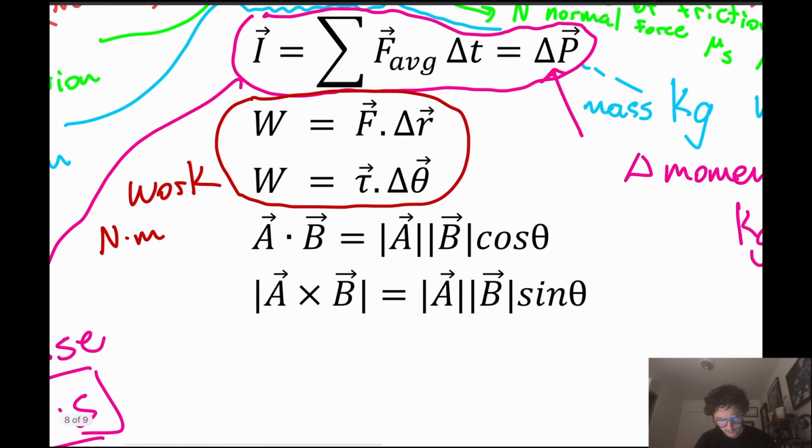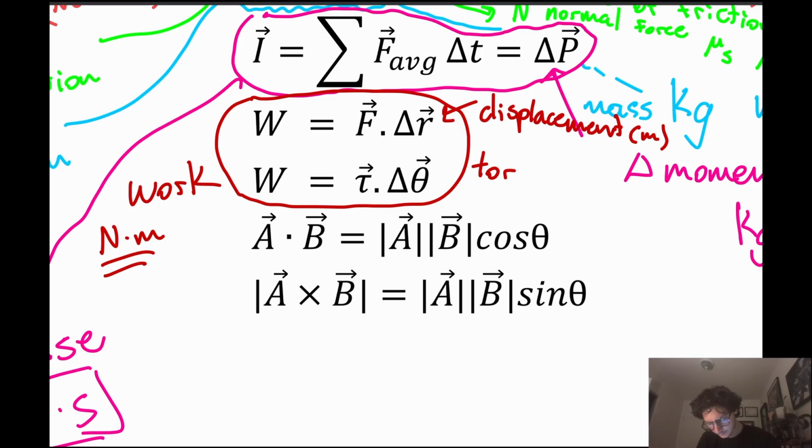So actually, I'm just going to write this here. I'm not going to write force, but maybe here I'll write displacement, and then this has units of meters. So if you have force, newtons, and displacement in meters, you have Newton meters, and that is the unit of work. Then here we have torque, tau, this has units of Newton meters.